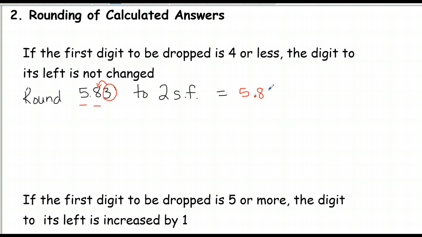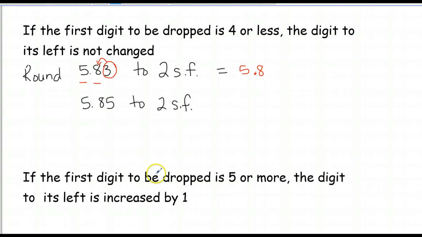What if we had to round 5.85 to 2 significant figures? And that's rule number 2. If the first digit to be dropped is 5 or more, the digit to its left is increased by 1. So we know both of these are significant and we want 2. So here's our 2 we want to keep. We need to drop this, but we just have to ask ourselves, which of these rules does it fall under? Is it 4 or less or 5 or greater? This guy's 5 or greater, so it bumps this number up by 1. So this one would be 5.9.